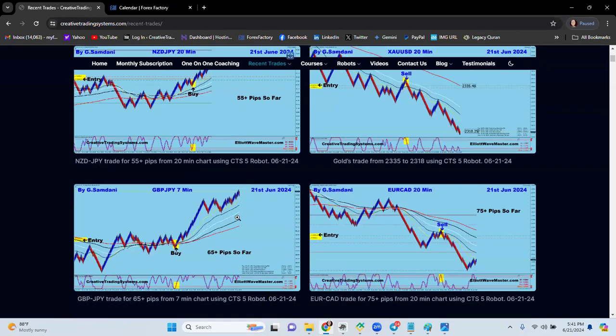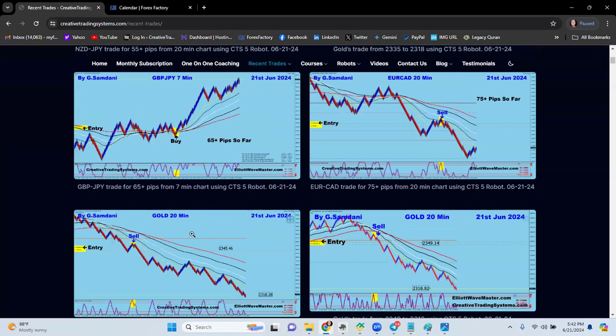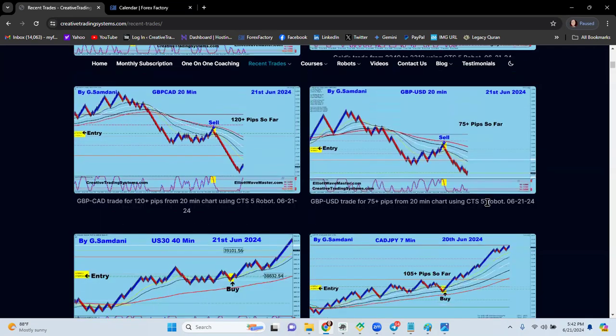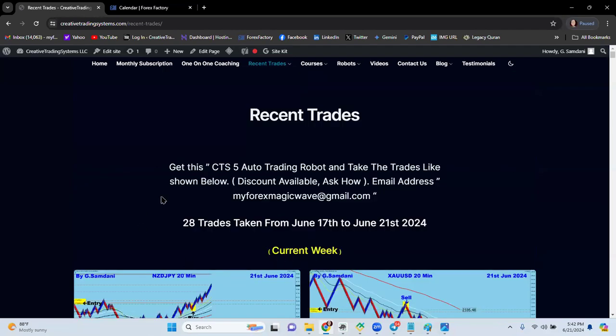This is New Zealand. This is GBP/JPY. This is EUR/CAD. It's all today. Gold today. GBP/CAD here. Well, that was EUR/CAD. This is GBP/CAD for a 120 pip drop. This is GBP/USD, I closed for 75 pips today, the 21st, right? And then US30 going to the upside big time, right? For 21 from the 40-minute chart. So it's a big trade. It looks small, but it's a big one. All of these are only today, right? All together, a total of 28 trades this week.